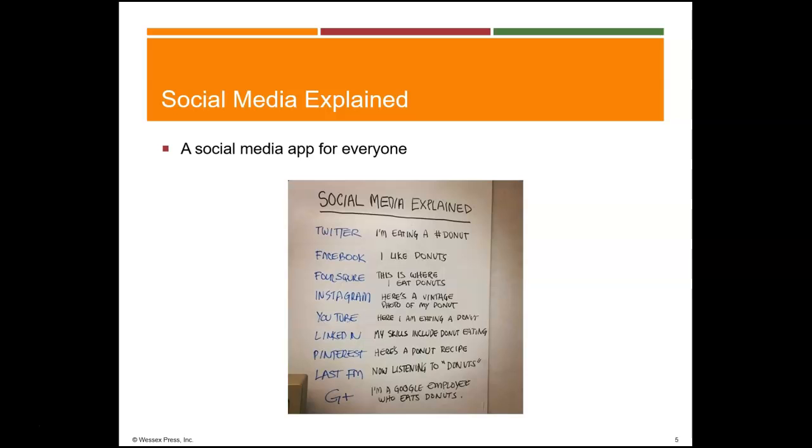Here's a vintage photo of my donut. On YouTube, here I am eating a donut. LinkedIn, my skills include donut eating. Pinterest, here's a donut recipe. Last.fm, now listening to donuts. And then G+, I'm a Google employee who eats donuts. So that's just a fun little picture explaining each of the apps on social media.